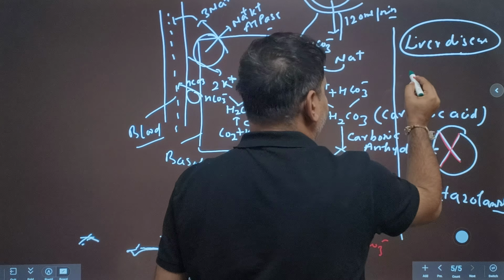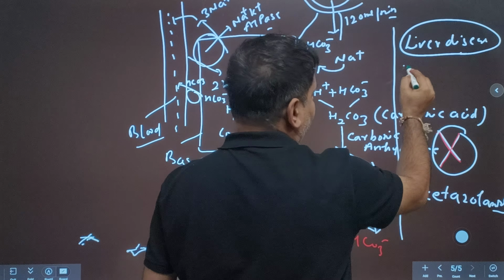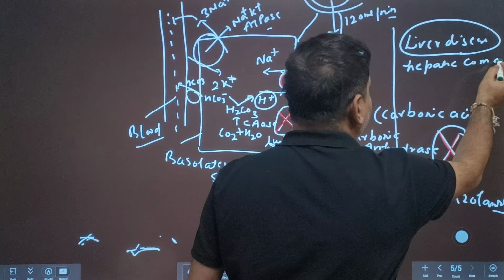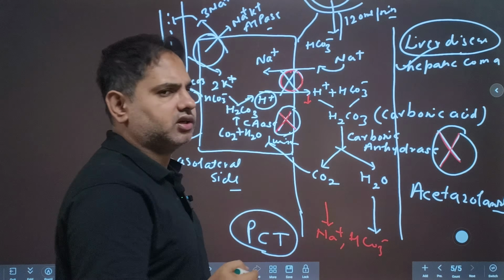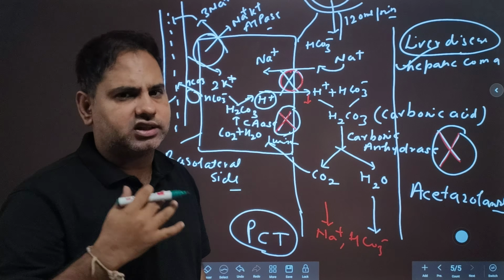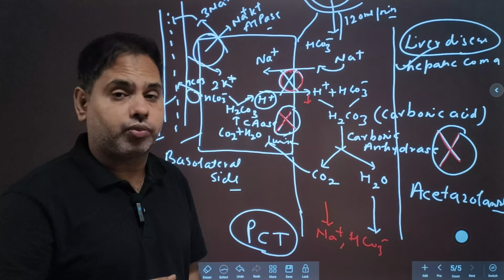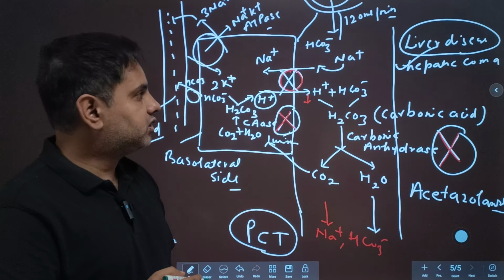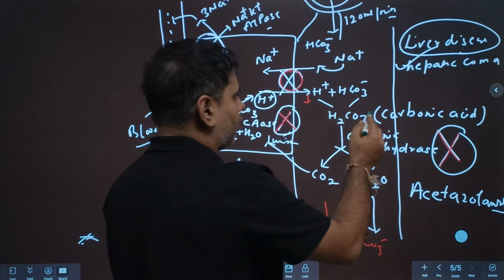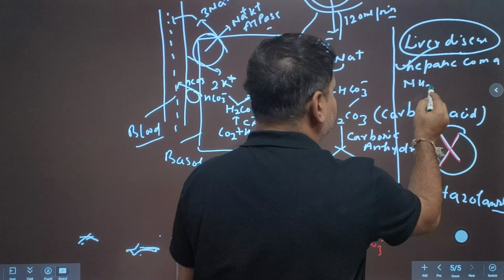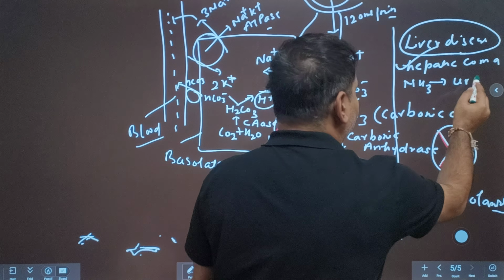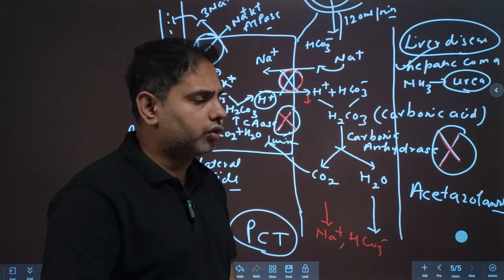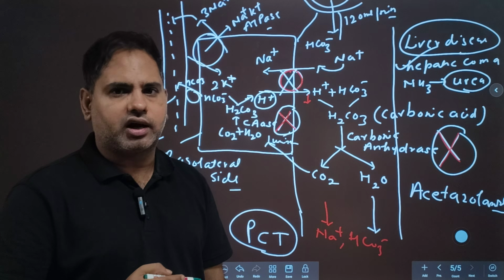So if the patient is suffering from liver disease, particularly, you know, there is a chance of hepatic coma. If you are using these carbonic anhydrase inhibitors in patients with liver disease, whose liver is not working properly, there is a chance of hepatic coma. How does it happen? Because if your liver is not working properly, ammonia is normally converted into urea by your liver, and it will be excreted out, right?